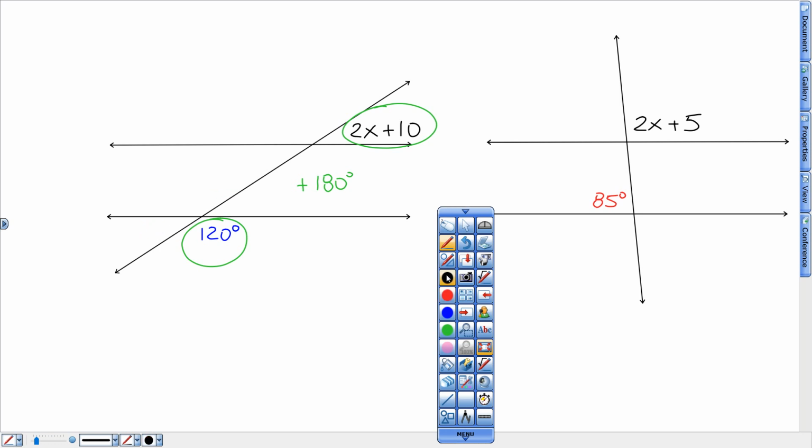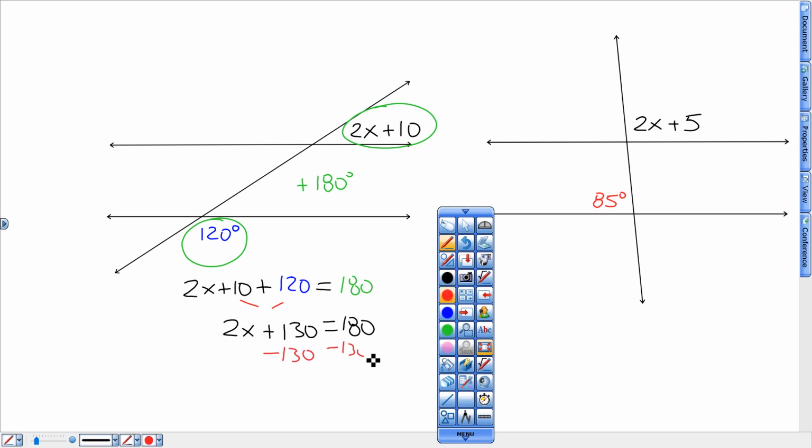So my algebra, I got that 2x plus 10. I got that 120. And that's going to add up to be 180. Those are supplementary, add up to be 180. So combine my like terms right there. Excuse me, 2x plus 130. Subtract 130 on both sides. Bring this 2x down. This gives me 50. Divide by 2. And again, that just gives me what x is. It doesn't give me what that angle is. It just gives me what the value for x is.